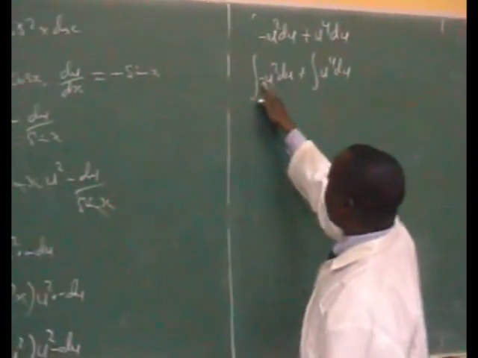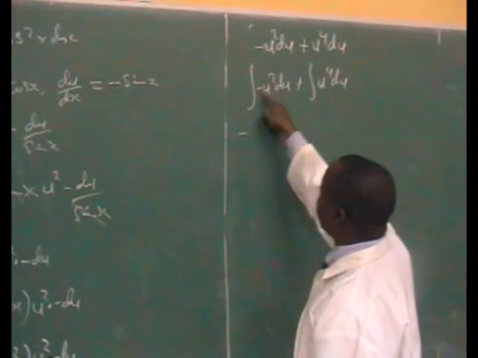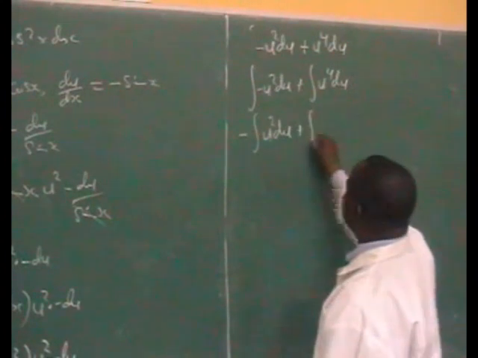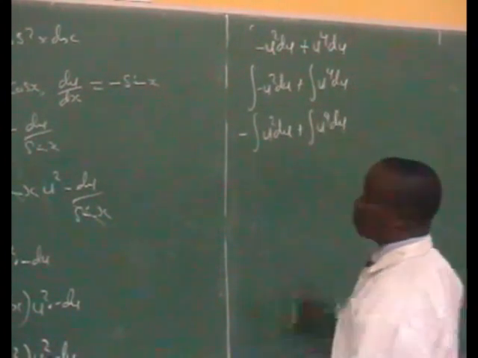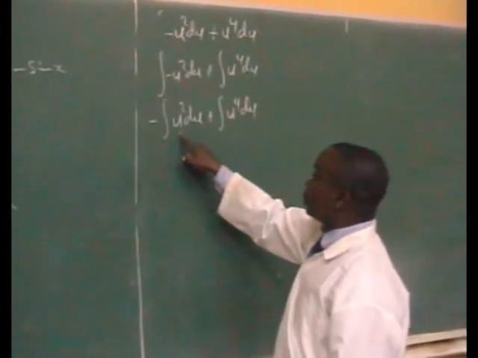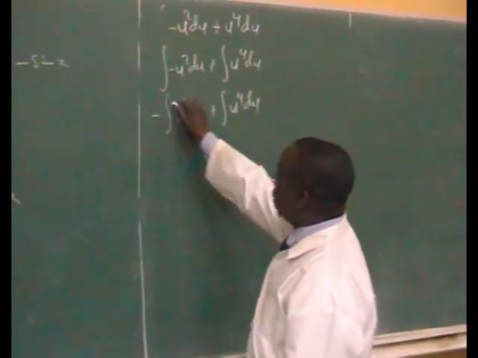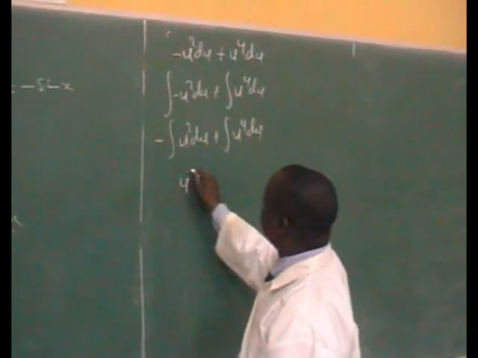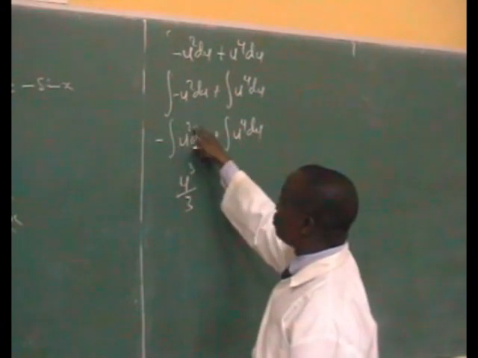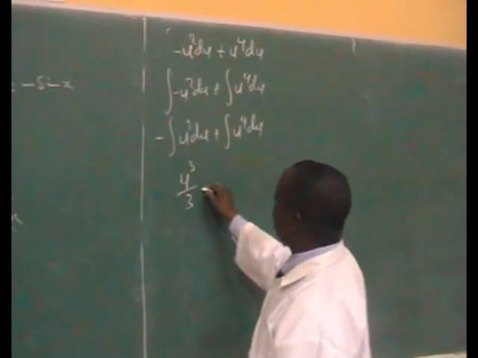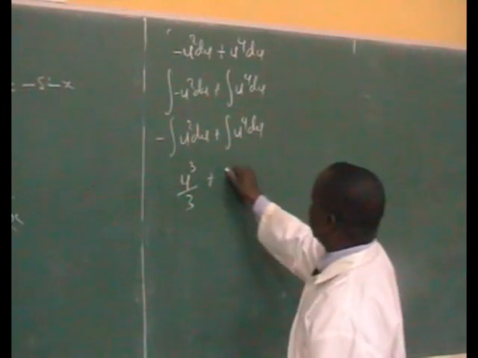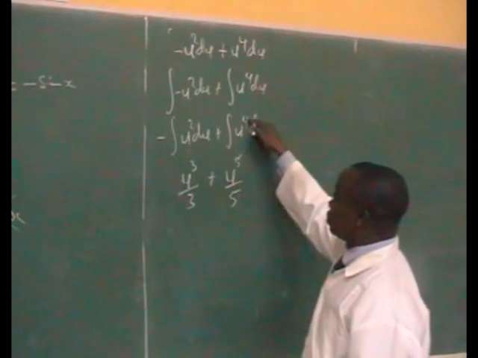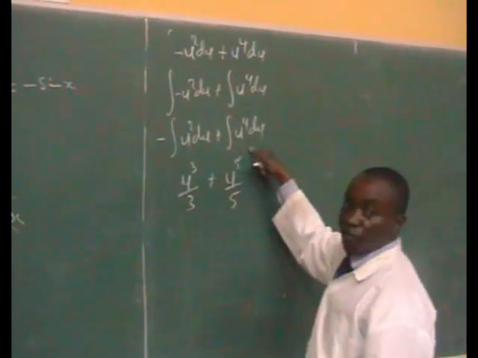That means I will bring out my constant of integration, which is minus 1 here. So I have minus the integral of u squared du plus the integral of u raised to the power 4 du. Okay, now this is a standard integral. We can now integrate. So I will have u raised to the power 3 all over 3, that is 2 plus 1, plus u raised to the power 5 all over 5, that is 4 plus 1.